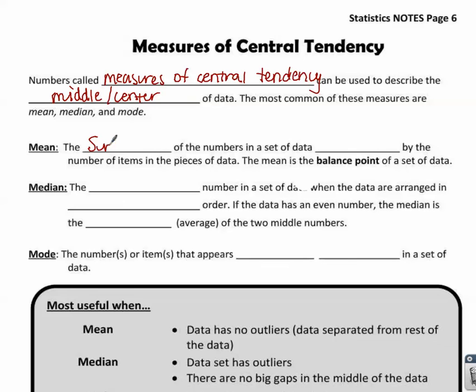The mean is the sum, where you add, of the numbers in a set of data divided by the number of items in the pieces of data. The mean is the balance point of the set of data. You may also know the mean as the average.